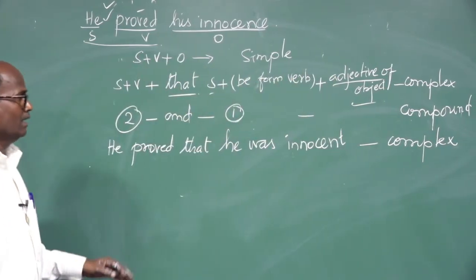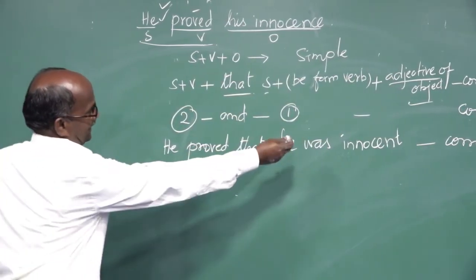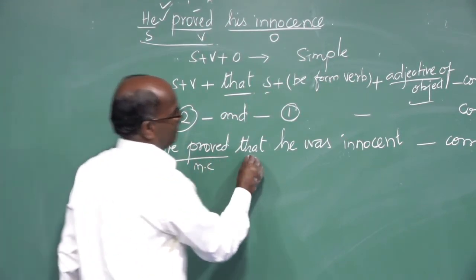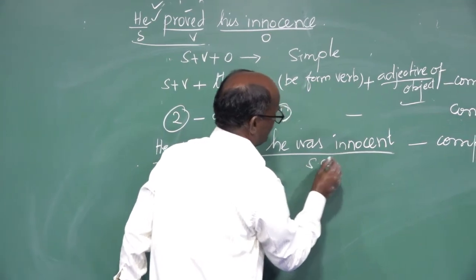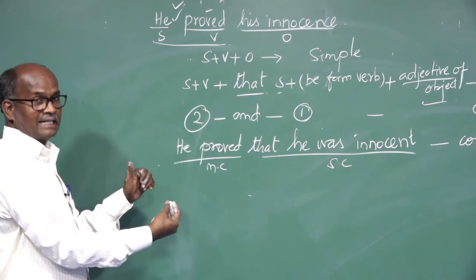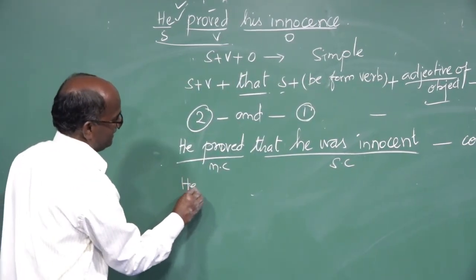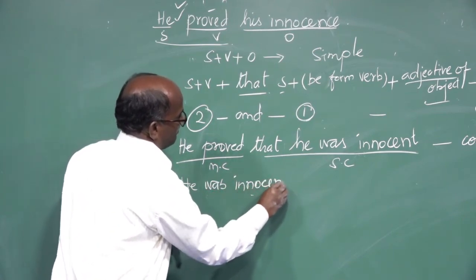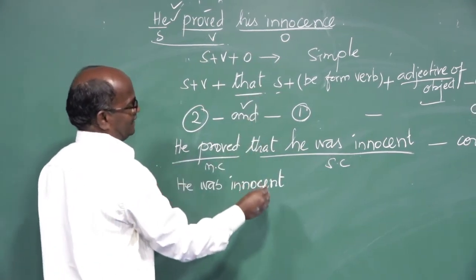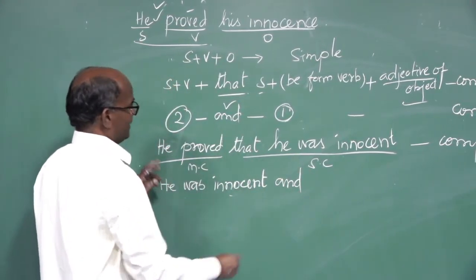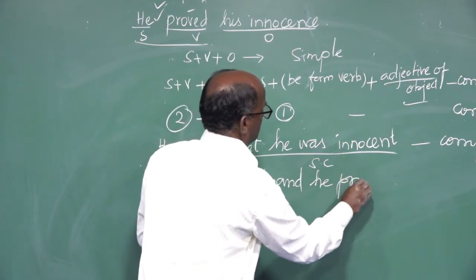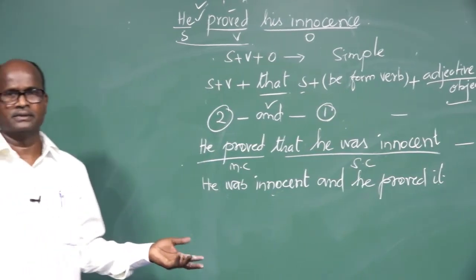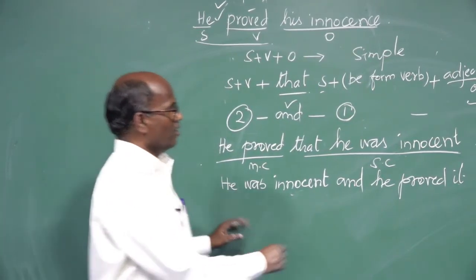Then you see compound. This is called the main clause and this is called the subordinate clause. Now I am going to bring the subordinate clause first, that is, he was innocent. Now I am going to write the conjunction and, he proved. He proved it or he proved. So this is compound.